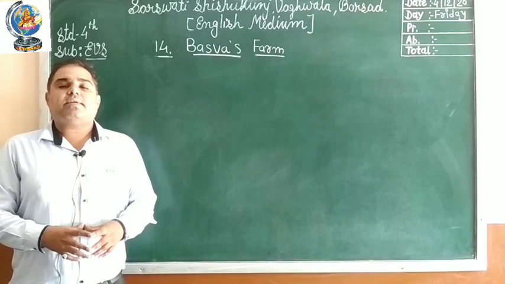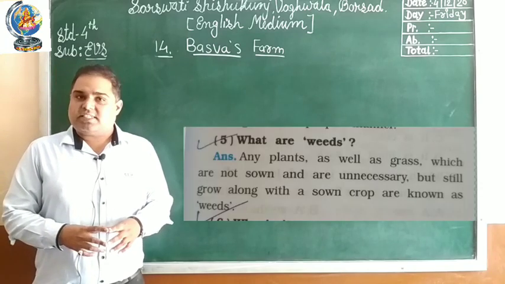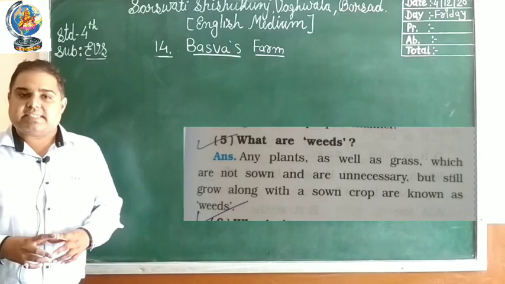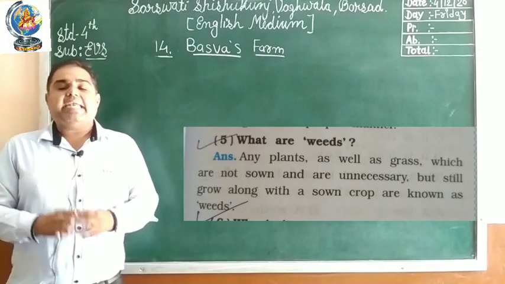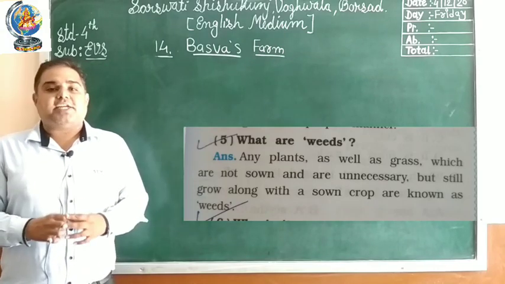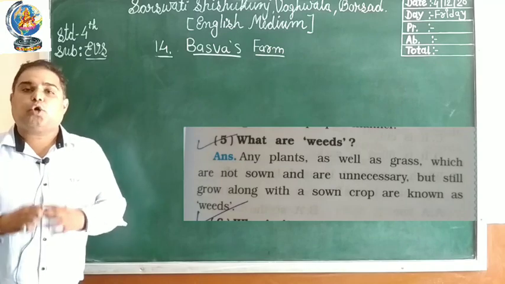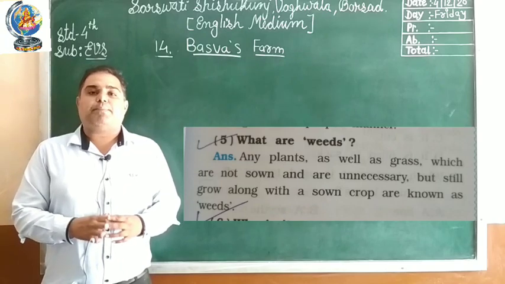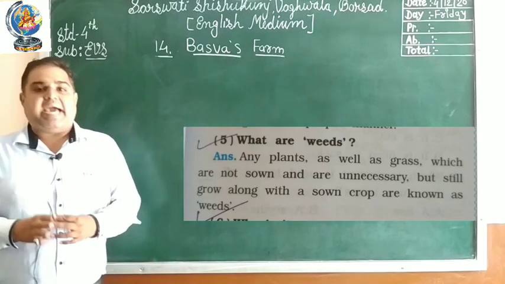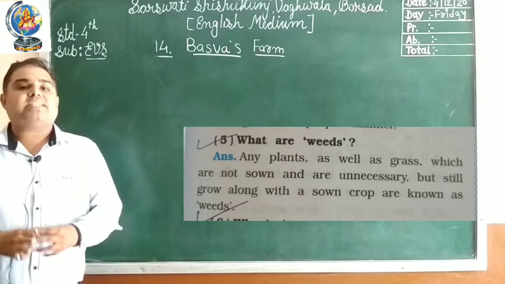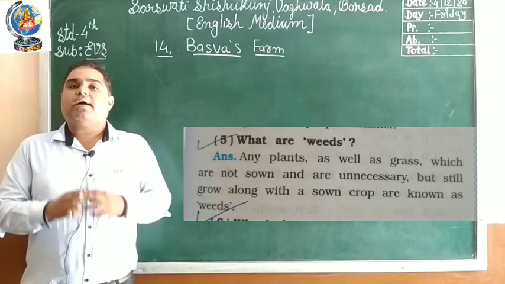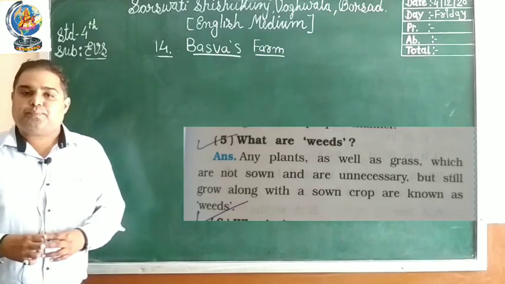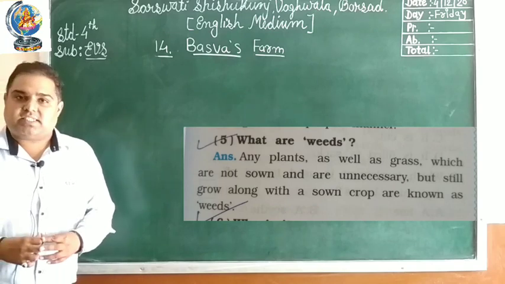So students, after this another question is, what are weeds? The answer is any plants as well as grass which are not sown and are unnecessary but still grow along with a sown crop are known as weeds. Let me again repeat the answer. Any plants as well as grass which are not sown and are unnecessary but still grow along with a sown crop are known as weeds.